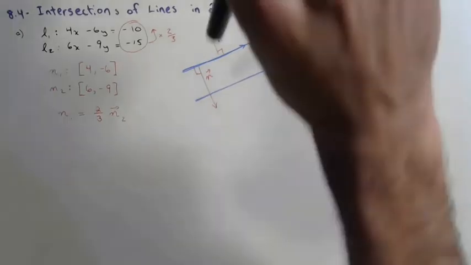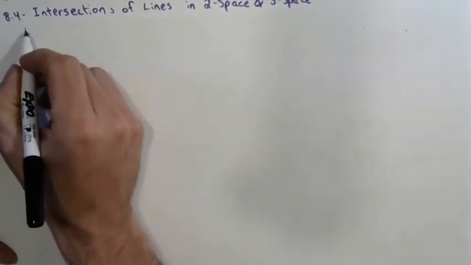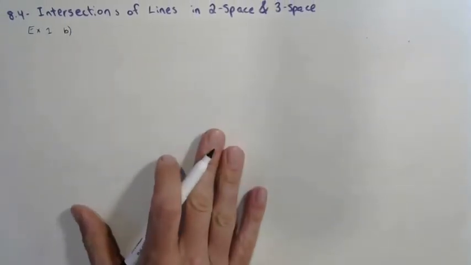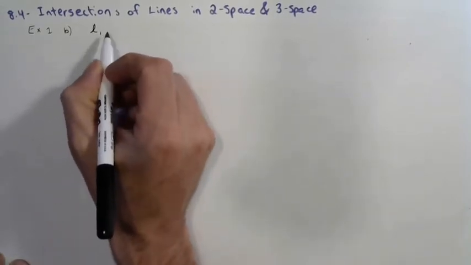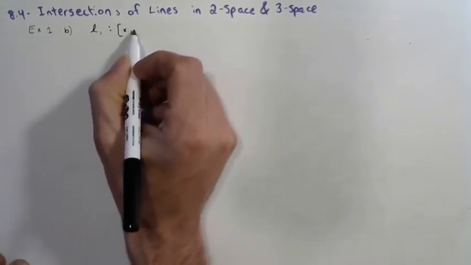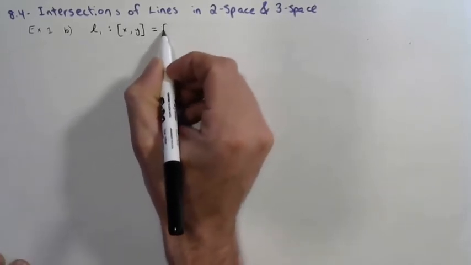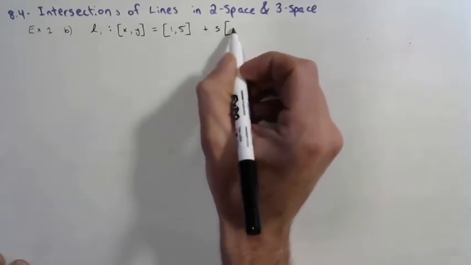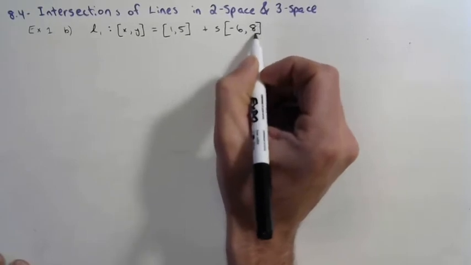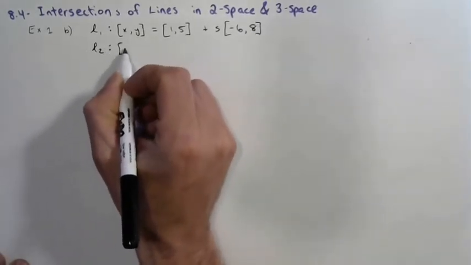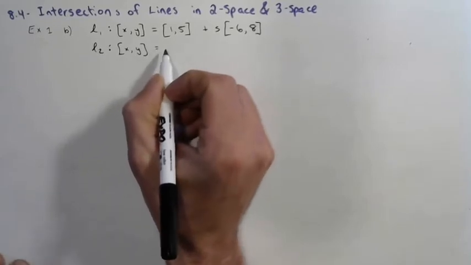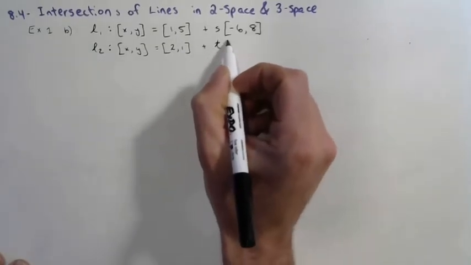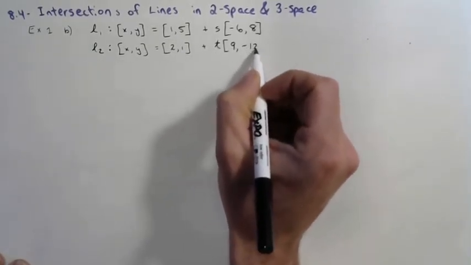In example 1b, we're going to do this one. We are given the lines in vector form. Line 1 is x, y equals 1, 5, that's our position vector, plus some scalar multiple of our direction vector, negative 6, 8. And we have a second line, x, y equals 2, 1, that's our position vector, plus some scalar multiple of our direction vector, 9, negative 12.